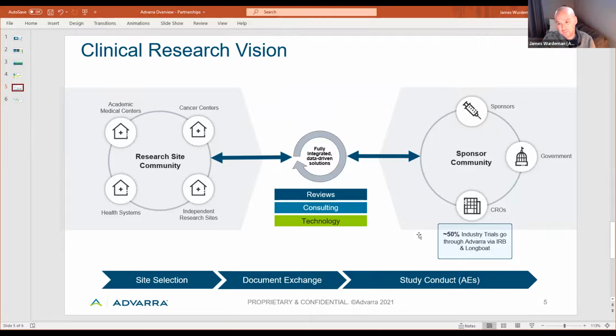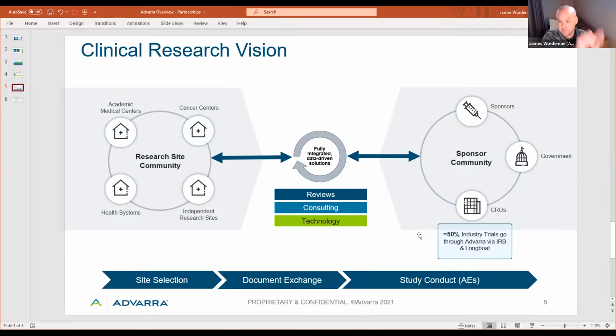The second one to talk about quickly is, now that a site has been selected, it takes a while to get them activated. And one of the biggest challenges we see in the industry, because we do work with sponsors and CROs and sites of all types, is the document exchange. Now, there are standards around what should exist in an investigator site file, of all the different types of documents that you have to have on file during the study, but it doesn't really get to what documents you need when.